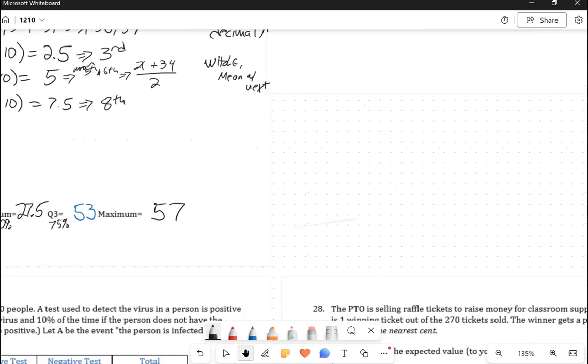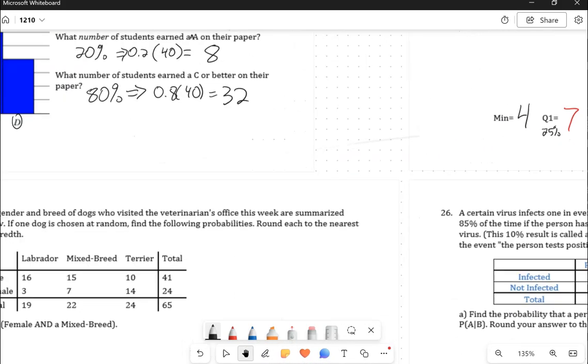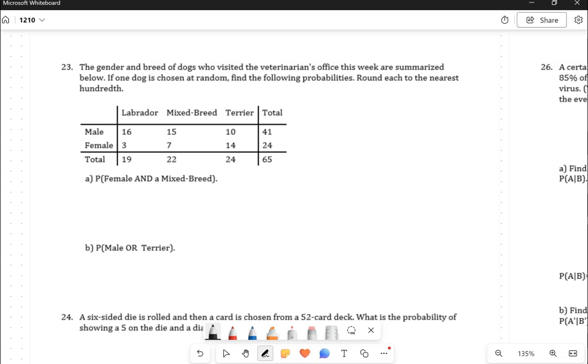Number 23. Making progress. We're getting there. Number 23. The gender and breed of dogs who visited the veterinarian's office this week are summarized below. If one dog is chosen at random, find the following probabilities. Round each to the nearest hundredth, 2 decimal places. Okay. There are 2 approaches to these problems. There's the knowing the and rules, and there's just directly looking for what you need.